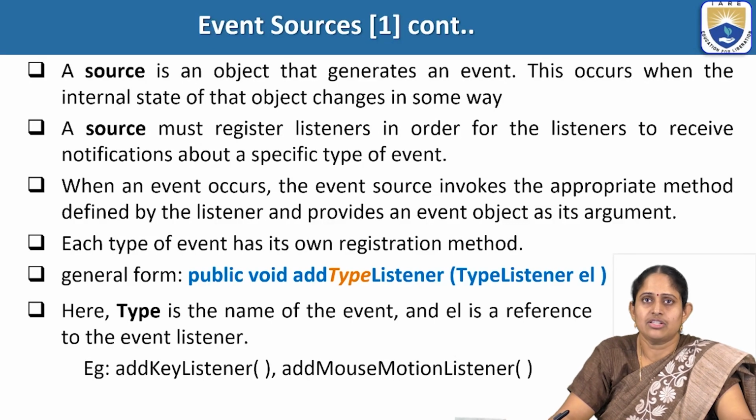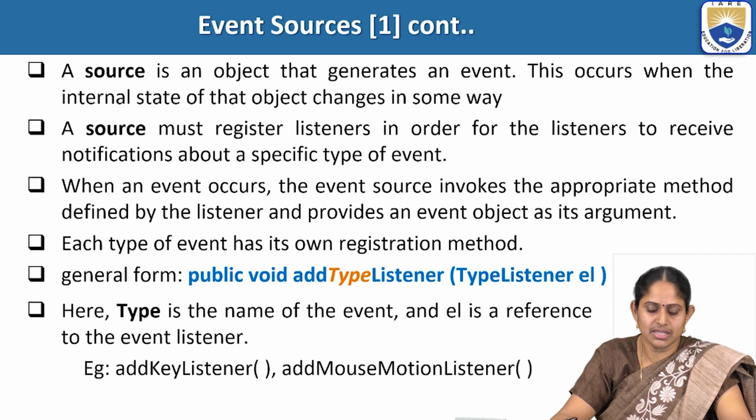Next, the event sources. A source is an object that generates an event. This occurs when the internal state of that object changes in some way. A source must register listeners in order for the listeners to receive notification about a specific type of event. When an event occurs, the event source invokes the appropriate method defined by the listener and provides an event object as its argument.